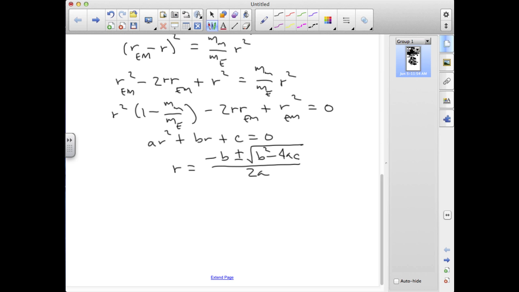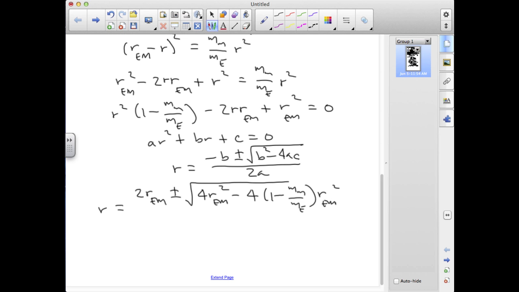So in this case, our expressions for r will look like minus b, which is 2 times this Earth-Moon separation distance, plus or minus the square root of b squared minus 4ac, and a is 1 minus this ratio, and c is this distance squared. Okay, so that's our result.